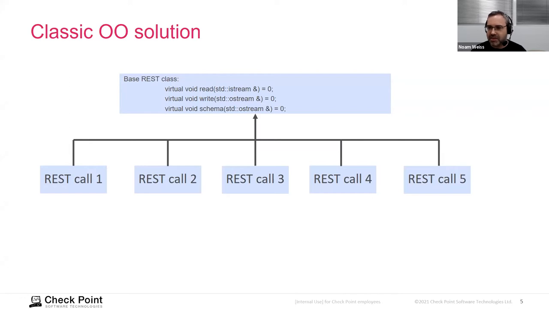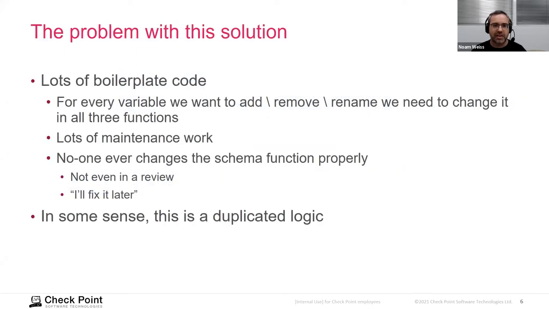The pretty standard solution. And there is a problem with that, and that is a lot of boilerplate code that we need to write in this implementation. For every variable that we want to add, remove, or rename, we need to change all three functions that I just mentioned. So if I want to add another variable in the call, I need to change the read, the write, and the schema. And it generates a lot of maintenance work. And basically nobody ever changes the schema.